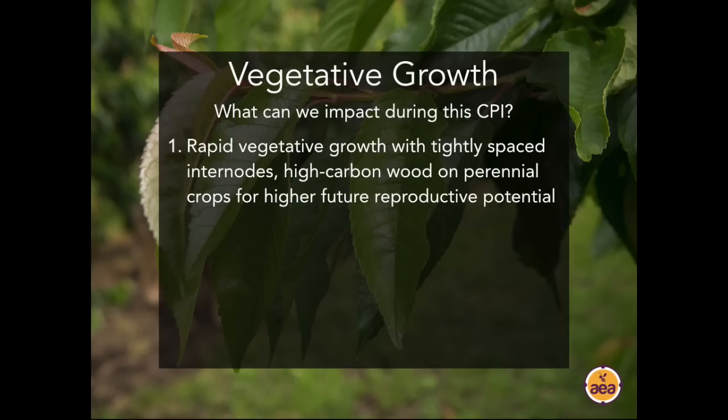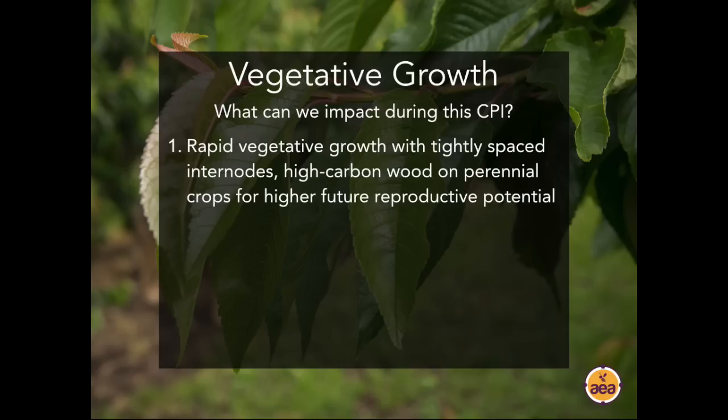So during vegetative growth on both annual or perennial crops, whether it's cotton or soybeans or tomatoes or apples or pears or cherries, we want to have tightly spaced nodes. And it's possible to get those tightly spaced nodes with the same speed and quantity of growth as we get with nitrogen, but without supplying nitrogen.